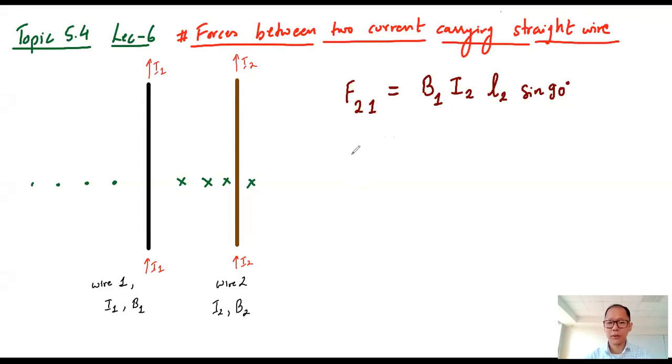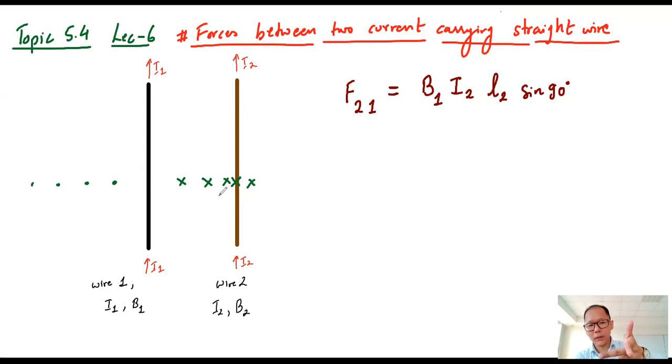What about the direction here? So this is the magnitude. What about the direction? Again, we'll use Fleming's left hand rule. Now, if you see here, wire 2 is in the field in which my field is pointing downwards, right? It's going away from me. So that means my index finger has to point inside of the page.